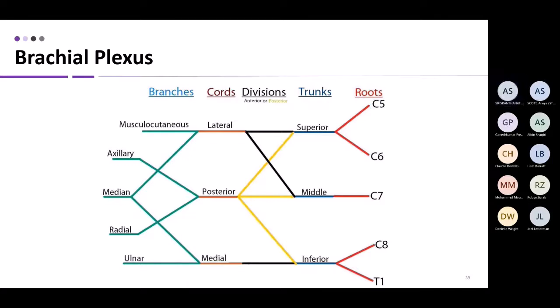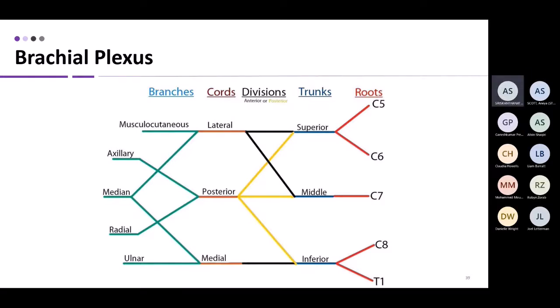Then with the median branch here, you've got input from the lateral and medial cords, which is basically input from all the roots. Then if you follow this, anything coming off the posterior, you've got the axillary and radial, which also has input from all the roots. But then your musculocutaneous is just C5 to C7, and your ulnar is just C8 and T1.